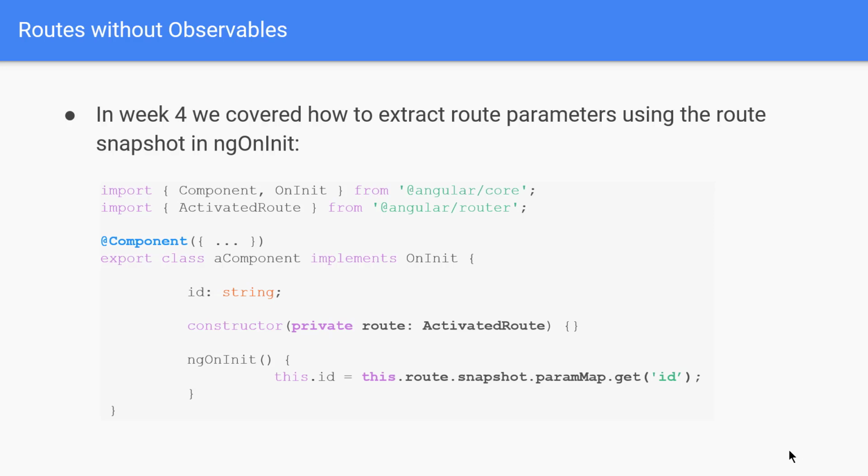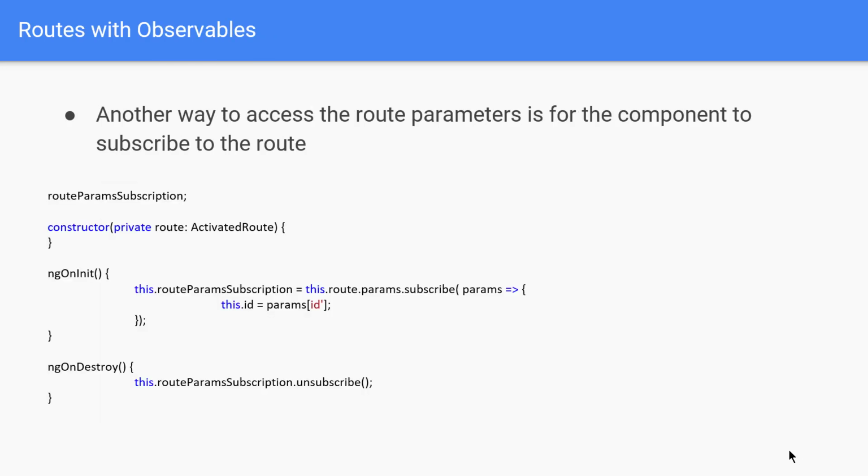If we require ongoing access to the route information for reuse of a component, we can use the observable version of the activated route and access the route parameter in that way. To access the route parameter for the component, we can subscribe to the route.params object. This would allow us to access future values if required. In this example, only the next function is provided. Error and completed are optional.